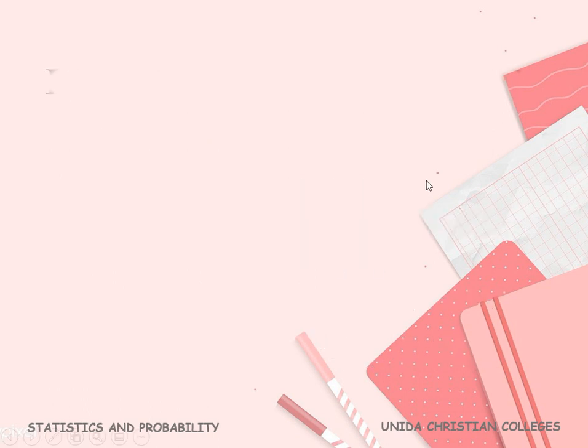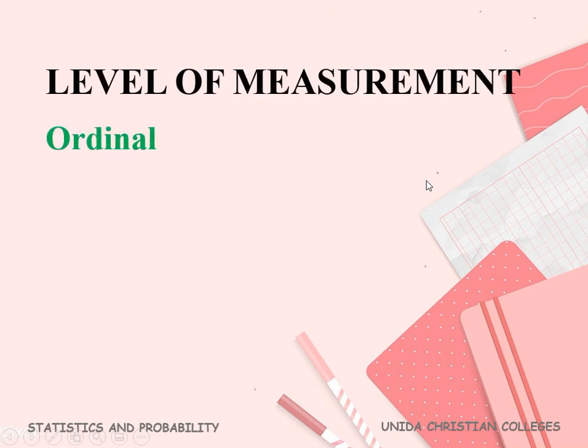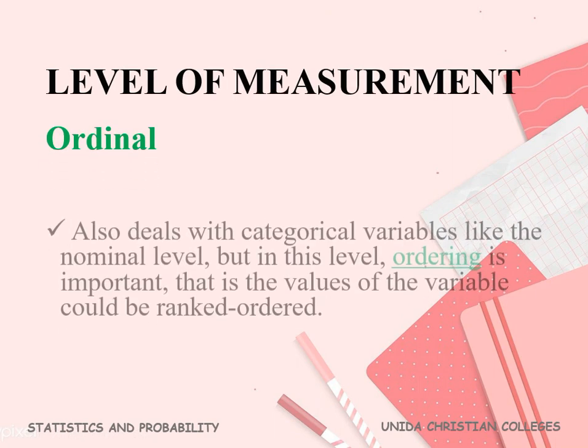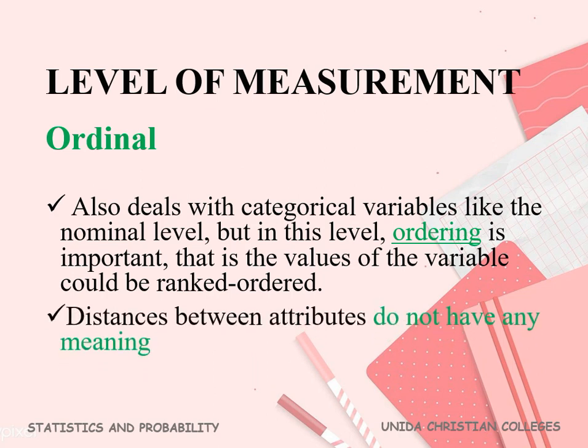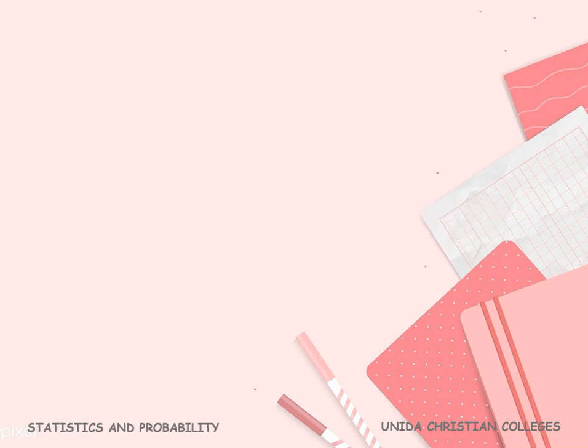Okay, next. Let's have the ordinal. From the word ordinal, order, it also deals with categorical variables like the nominal level, but in this level, ordering is important. So, same as nominal where you categorize characteristics, but here there is order or ranking. So, distances between attributes or characteristics do not have any meaning. So, their distances from one another have no meaning.